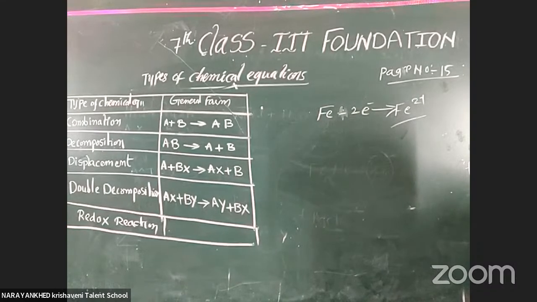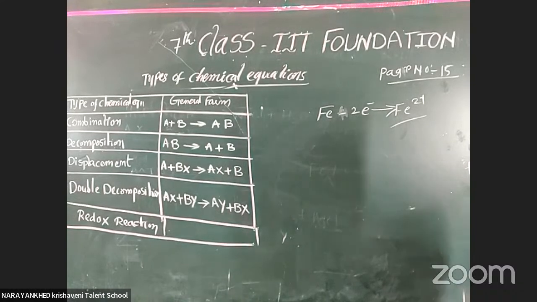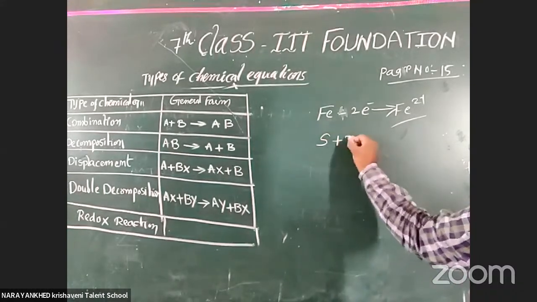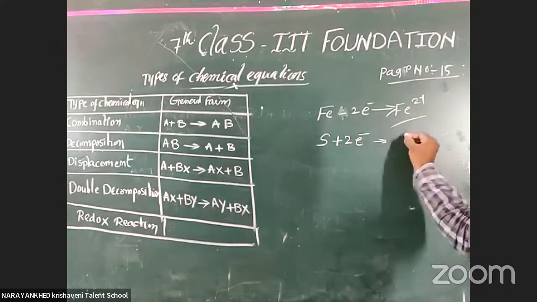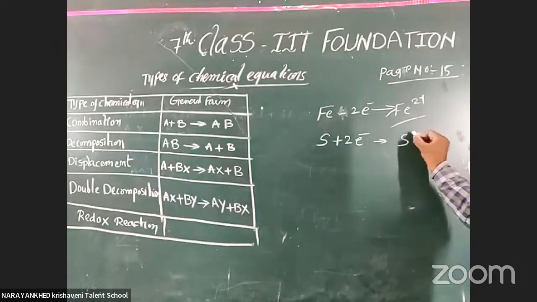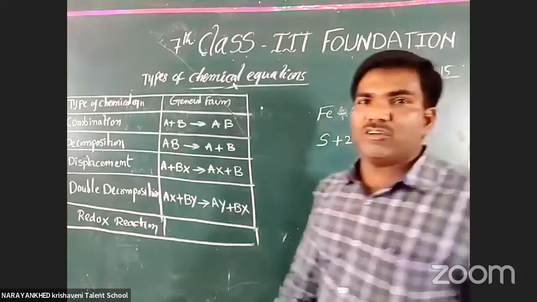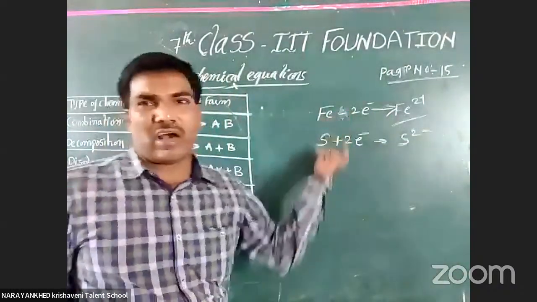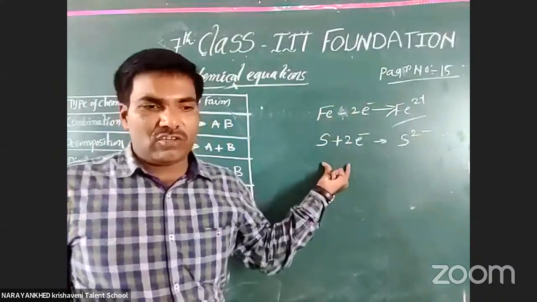When an atom or a group of atoms loses electrons, it is called oxidation. Reduction means when an atom or a group gains electrons. Clear? This combination of reduction and oxidation is called redox reactions. Suppose you take sulfur, it gets two electrons and becomes S2 minus. This is also called redox reactions. Understood or not, all the students?